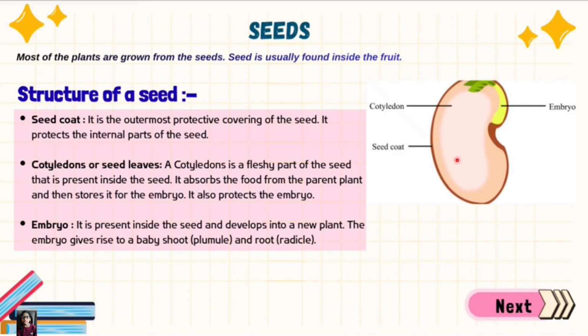Here we can see the cotyledon. It has stored food inside it that is necessary for the embryo's growth. Embryo. It is present inside the seed and develops into a new plant. The embryo gives rise to a baby shoot, plumule, and root, radicle. So when this embryo grows, it will form a shoot and a root.